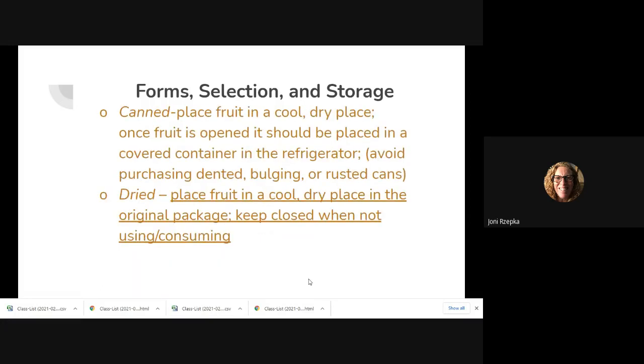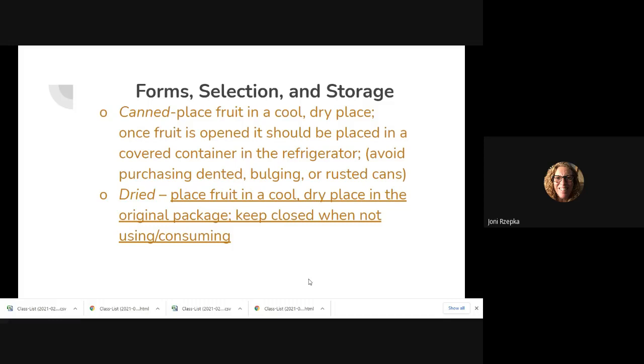Canned, place fruits in a cool, dry place. Once fruit is open, it should be placed in a covered container in the refrigerator. Avoid buying bulging, dented, or rusted cans. So whenever you buy a can, just kind of run your hands around it. And if there's a dent in it, just put it back and grab one that's not dented.